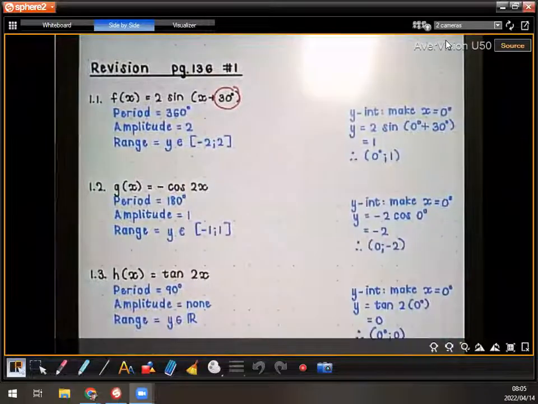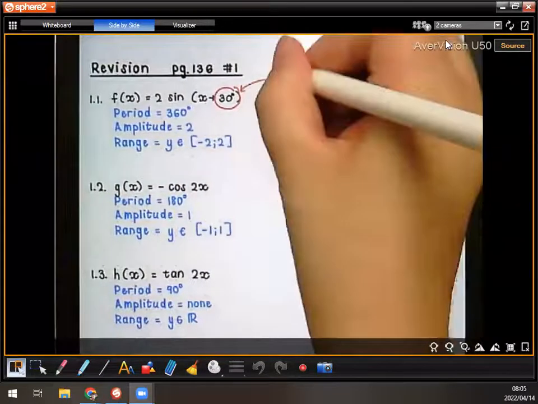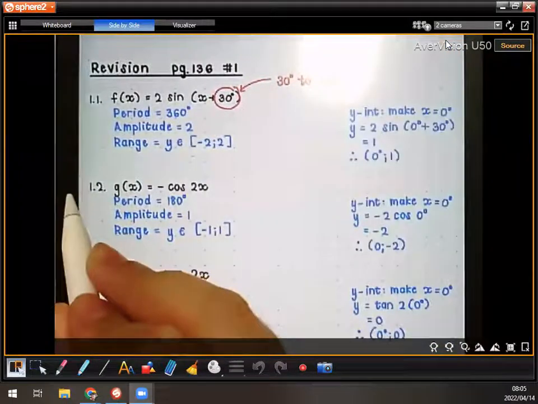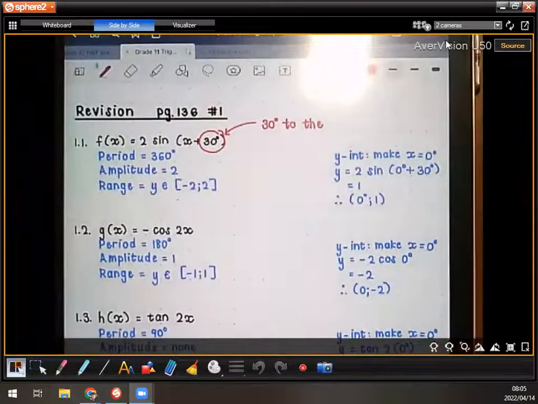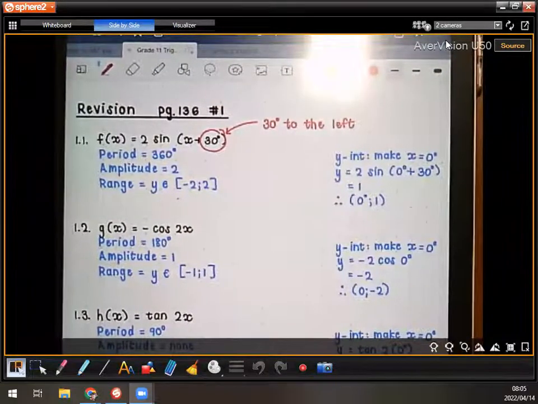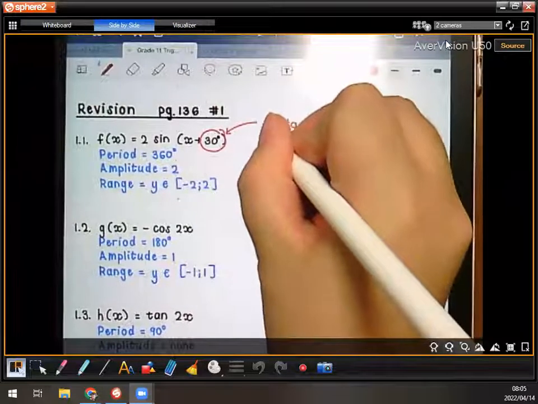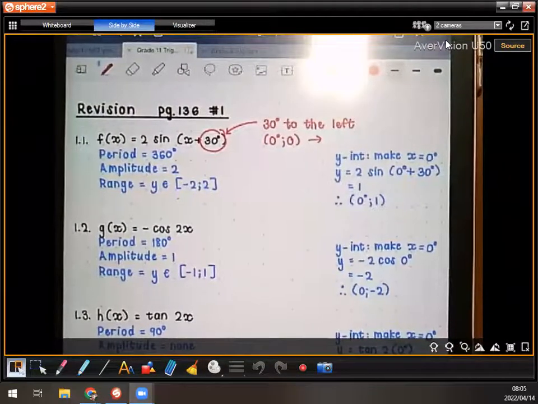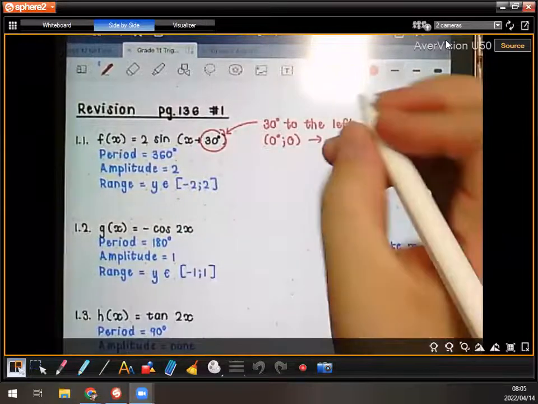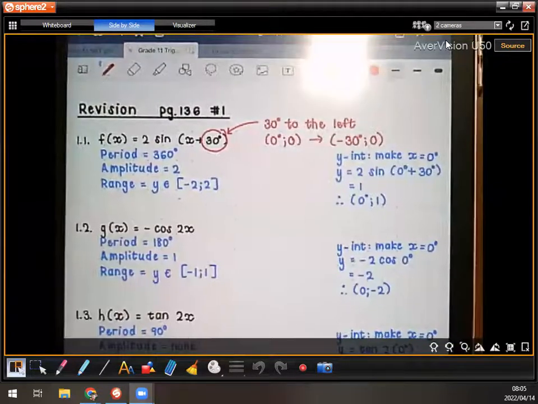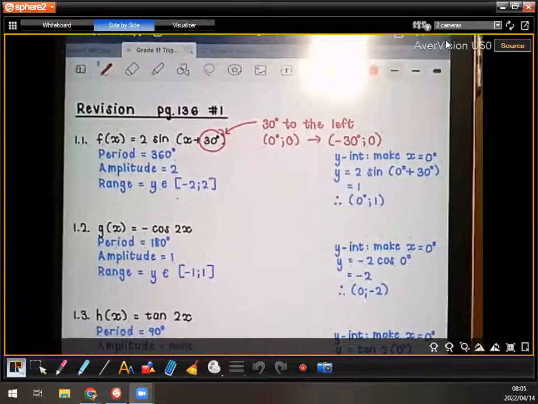So this graph would normally start at 0, but now it's moving 30 degrees. Remember, if it's x + 30, it's moving in the negative direction. We discussed that. Are we all okay with that? Just knowing that if it's x + 30, it's moving 30 degrees to the left. So the normal starting point, (0, 0), is now going to move 30 degrees to the left, so it's going to be at (-30, 0). So when we're putting in our start, we should actually start at -30.